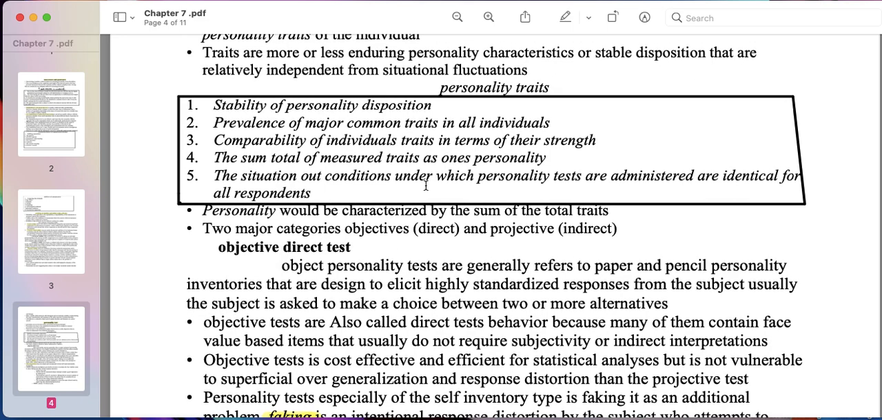And then these are the personality traits you're testing. The first one is stability of a person's dispositions, prevalence of a major common trait in all individuals, comparability of the individual traits in terms of their strength, and then you sum the total of measures as one of the personalities. And the conditions under which the personality test is administered are identical for all respondents, so it's standardized.